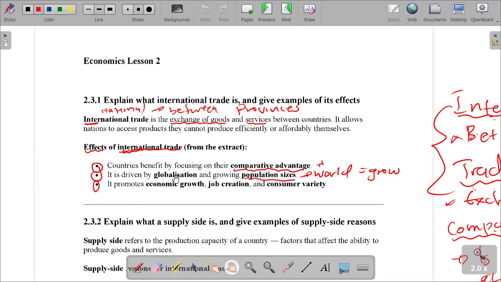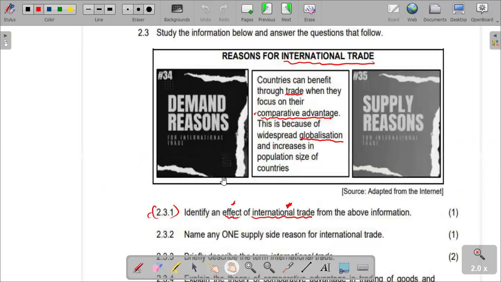Number two, it is driven by globalization and growing population size. If the world grows, there are more customers, more income, and then it promotes economic growth for the country and job creation, so more people will be employed because of the large pool of consumers. And then again, consumer variety, we are now selling to different people.